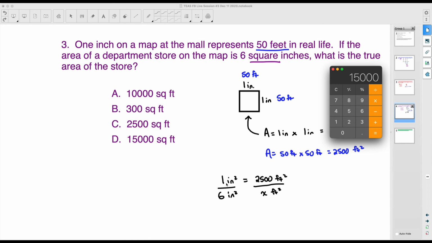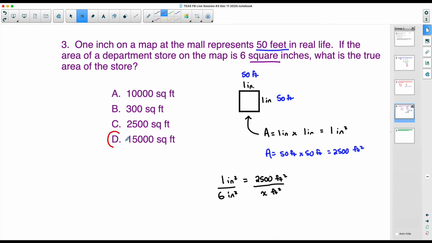But if this number was a 2 or a 3 or a 4 or something like that, you would want to turn right back around and divide by that number. Here, again, we don't have to because it's just a 1. But notice here, we do get 15,000. So therefore, on that map, 6 square inches on the map actually represents 15,000 square feet in real life.